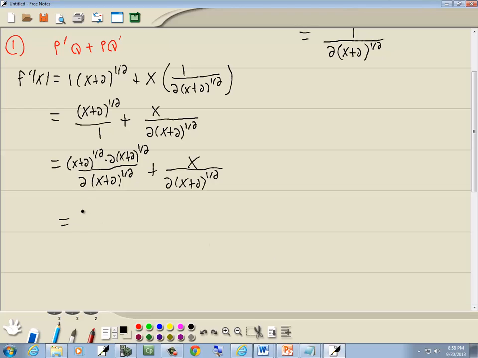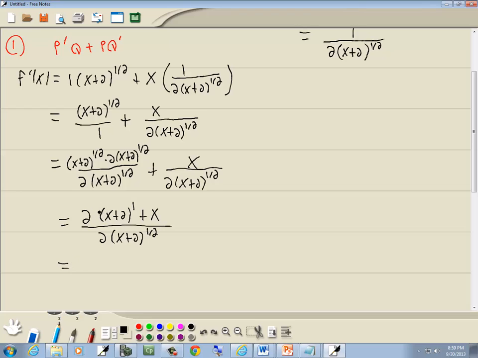Now the 2 just stays out in front there. (X plus 2) to the 1/2 times (x plus 2) to the 1/2. Since they're both x plus 2 to a power, we're going to add the exponents. 1/2 plus 1/2 gives us 2 halves, or 1. So that gives us (x plus 2) to the first power. Now, since these already have the same denominator, I'll go ahead and merge them into a single fraction. So this is plus x over 2 times (x plus 2) to the 1/2.